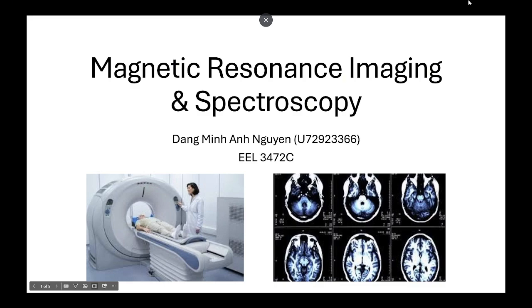Hi, my name is Nguyen, and today I'm revising magnetic resonance imaging and spectroscopy. The first picture is the MRI and the second picture is the MRS. In our class, we learn how fields and waves interact with matter. MRI is a perfect example of this. It's a way to see inside the body using only magnetic fields and radio waves. It is much safer than X-ray, and instead it uses electromagnetic properties of the atoms already inside us.